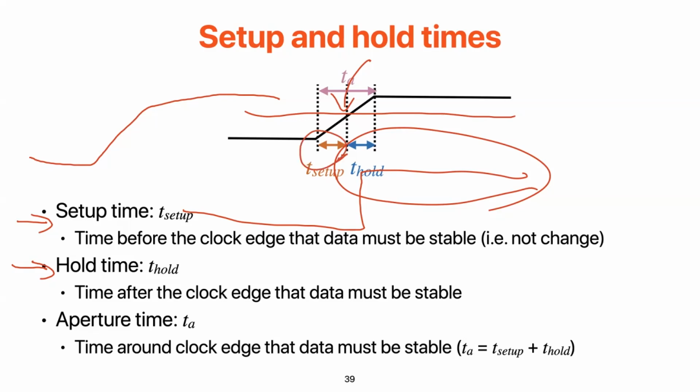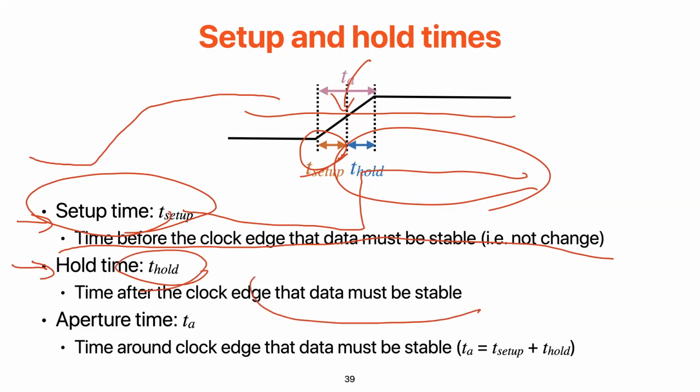So this is called setup time. It is the time before the clock edge that the data must be stable, meaning that your input must be stable. And the hold time is the time after the clock edge that your data must be stable. The total amount of time is what we require your data to be stable. So that's the constraint that we need to follow when we decide the clock cycle time.